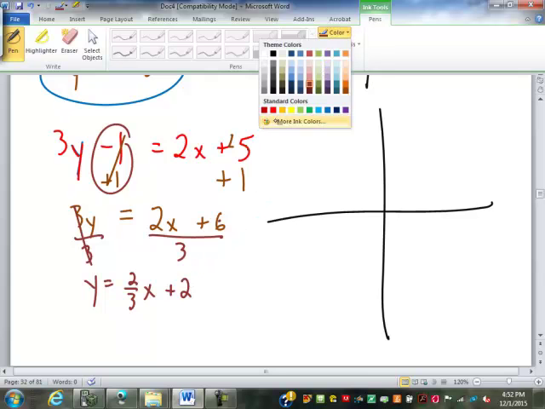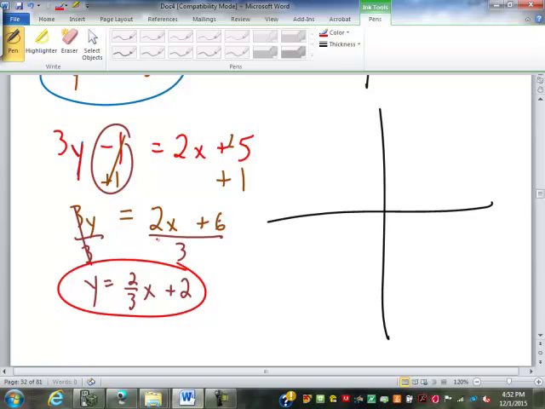So, for that one, where do we start? 2, and then from there, up 2 over 3. So, when we have this, where it's 3y minus 1 or whatever is there, it's just like solving any of our other equations. We've got to add or subtract first and then multiply or divide.